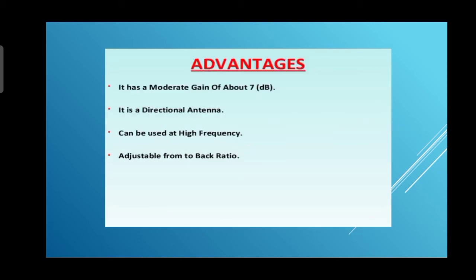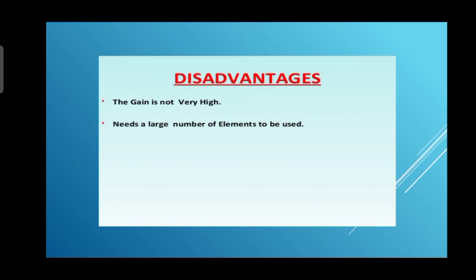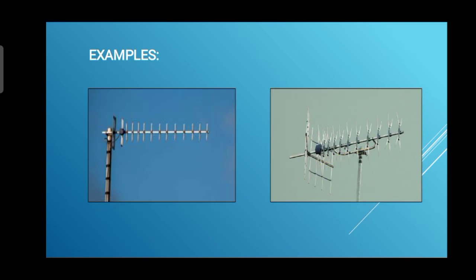And advantages of Yagi antenna. First is it has a moderate gain of about 7 decibels. It is a directional antenna, can be used at high frequency, and it has an adjustable front to back ratio. While its disadvantages are the gain is not very high and it needs a large number of elements to be used. And here are the examples of Yagi antenna.